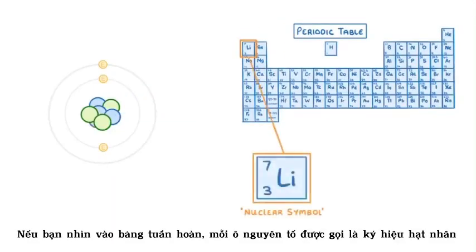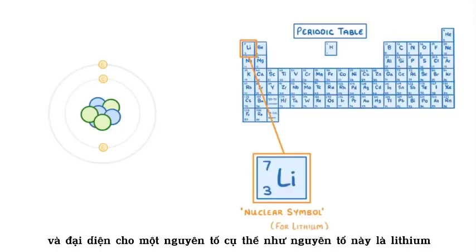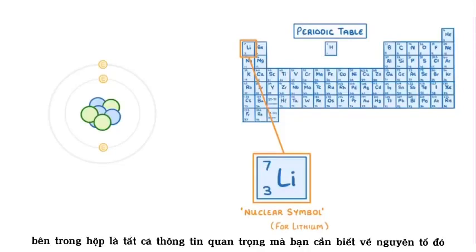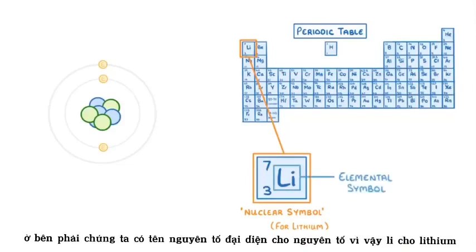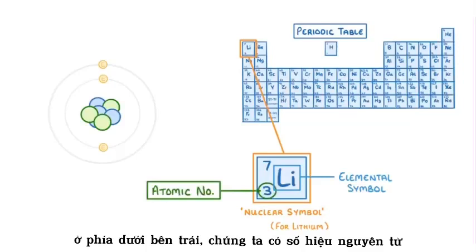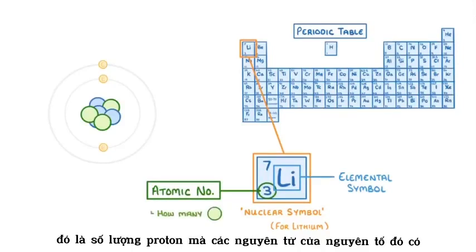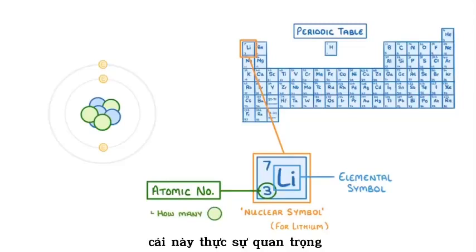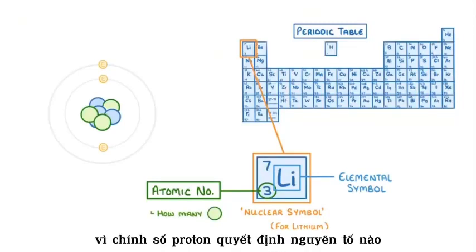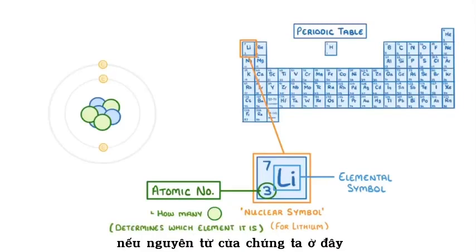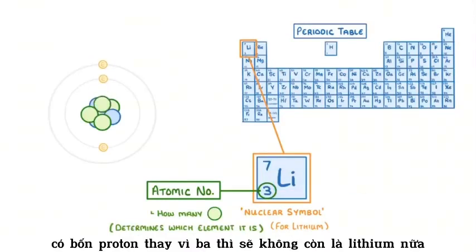If you look at the periodic table, each box is known as a nuclear symbol and represents a particular element, like this one for lithium. Inside the box is all the important information that you need to know about that element. On the right, we have the elemental symbol, which represents the element, so Li for lithium. In the bottom left, we have the atomic number, which is how many protons an atom of that element has, and this one is really important because the number of protons determines which element it is. So if our atom over here had 4 protons instead of 3, then it wouldn't be lithium anymore.